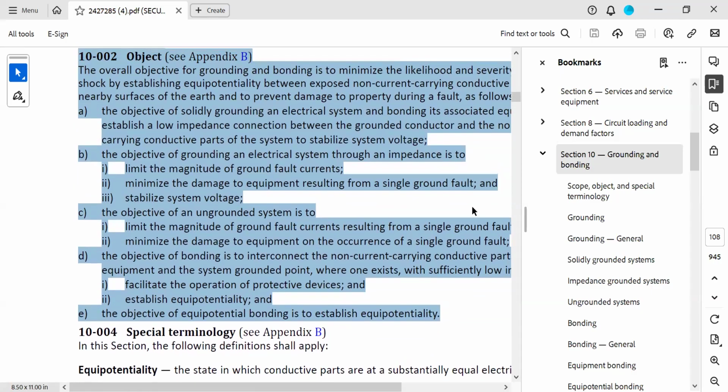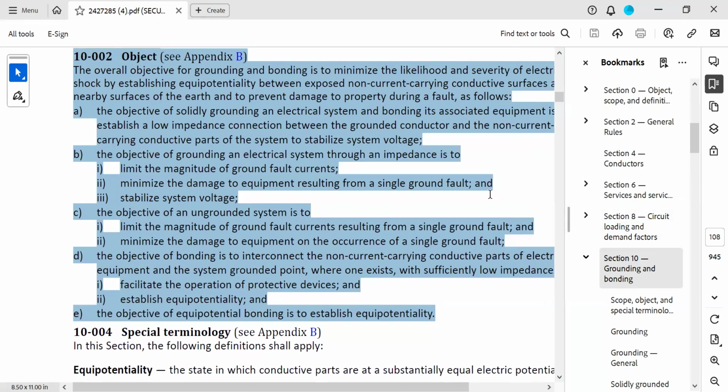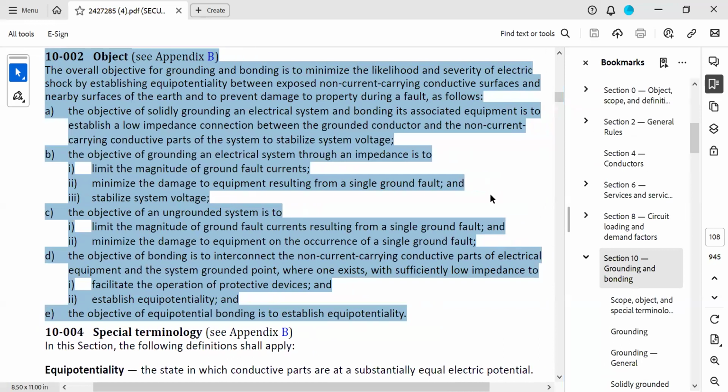The object of Section 10, which is covered in Rule 2 of Section 10, is that we want to protect people, equipment, and buildings by bonding, by grounding, and by connecting the bonded path to the grounding connector. So those are the 3 things we're doing. We are protecting by bonding, by grounding, and connecting the bonded path to the grounding connector.